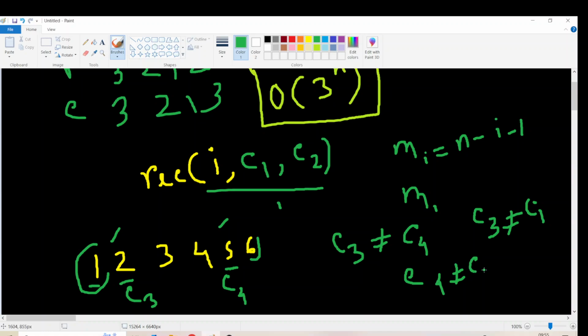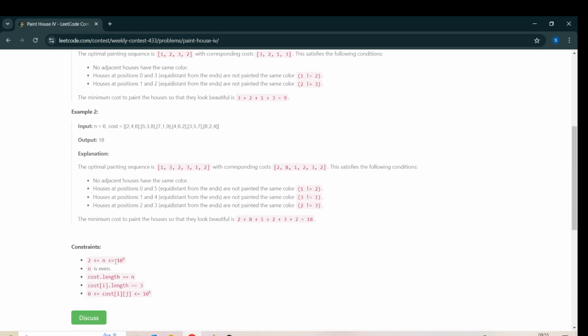So we have to iterate over every possible color combination of C3 and C4, checking these conditions in our code. After that, we can add memoization to the problem, and we can reduce the time complexity from 3 to the power n to the states i, C1, C2. We are using memoization. The maximum value of i could be n, the maximum value of C1 could be 3, and the maximum value of C2 could be 3. So our overall time complexity will be order of 9n. That is definitely feasible because n is 10 to the power 5.